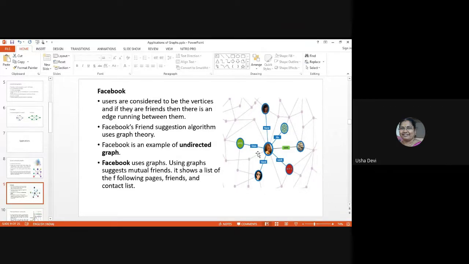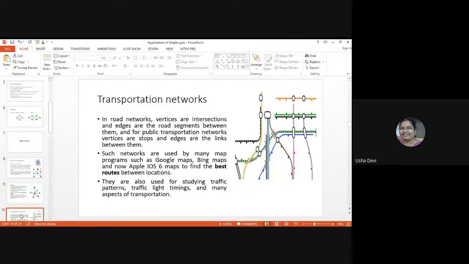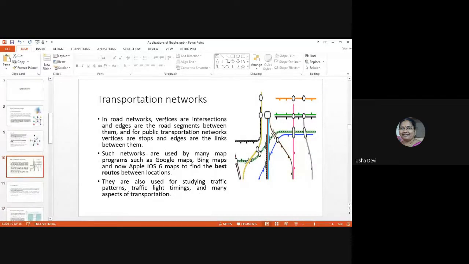Then, using graphs, you may suggest mutual friends, and it shows the list of following pages, followers, friends, contacts list, and everything you can see. So this is another kind of application. Then the next application is about transportation.